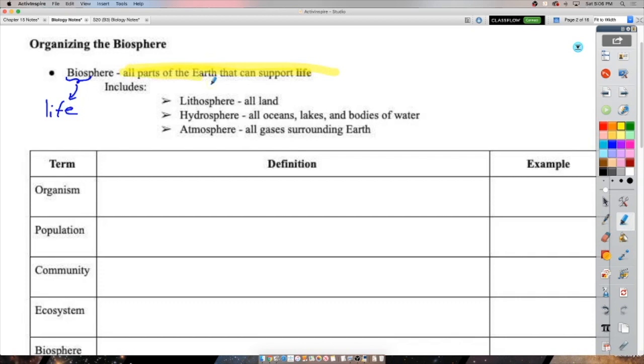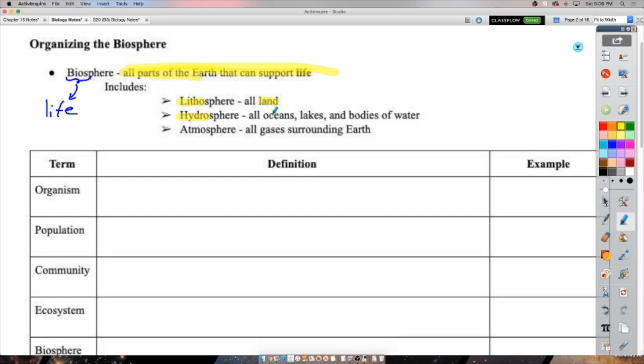So you're in the biosphere right now because you're alive, so by default, you have to be. And the biosphere is split up into three places. It's basically land, air, and water. We know the lithosphere from geology. The lithosphere is all land. Litho means land. Hydro, if you're dehydrated, what do you need? Water. That hydro means water. So the hydrosphere is all water on Earth.